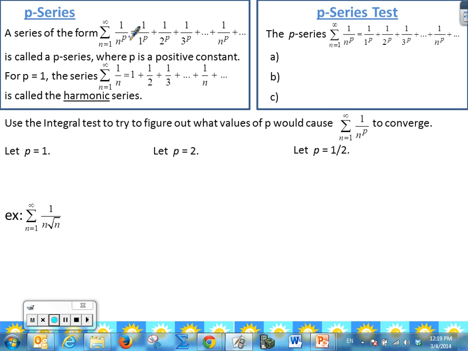For P equals 1, this series right here actually has a name. It's called the Harmonic Series, and sometimes they will just call it by its name. This is like a vocab word. You need to know what this vocab word means. They may not even write the series for you. They may just say, use the harmonic series to blah, blah, blah. You need to know that when they say harmonic series, they're talking about the P-series with a P of 1.